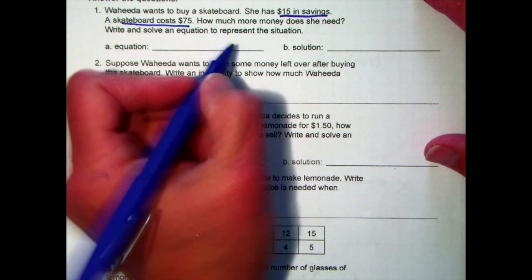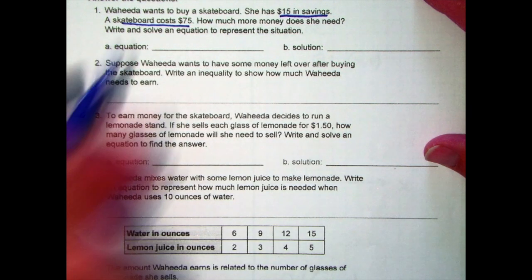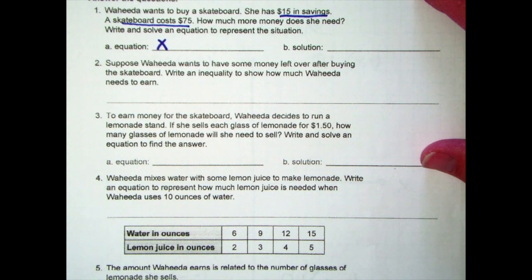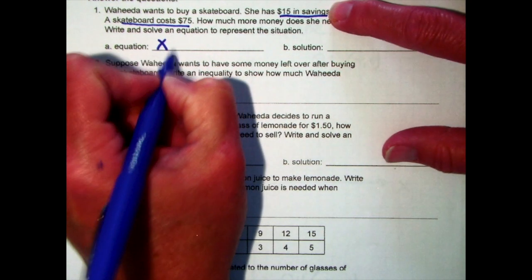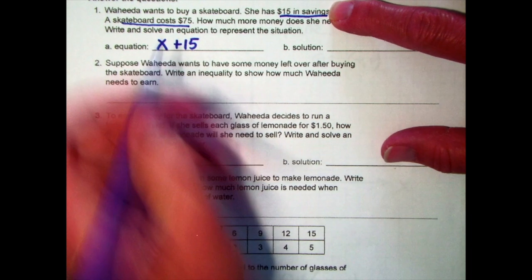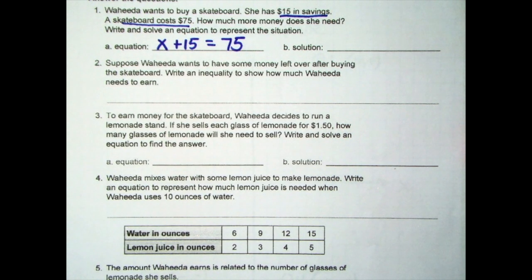Well, we know that the money that she needs is going to be our X because we don't know how much money she needs. So we're going to let that be our variable. But we know that she has $15 in her savings. And we know that the skateboard costs $75. So our equation should be X plus 15 equals 75.